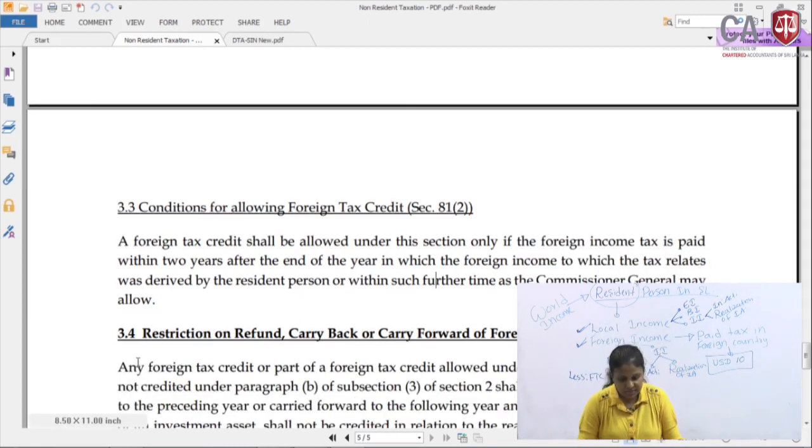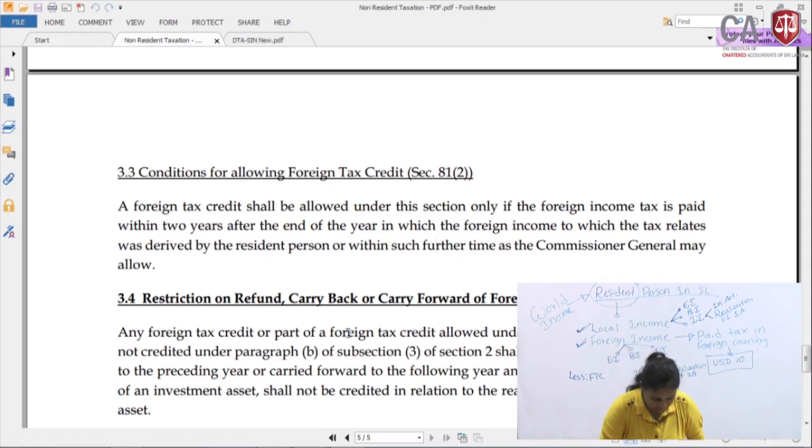Then, restriction on refund, carry back or carry forward of foreign tax credit. Even for refunds, in local sources, if there are overpayments of income tax, likewise there may be refunds available, but for the foreign tax credit, there may not be any refunds available. Any foreign tax credit or part of the foreign tax credit allowed under this section for a year that is not credited under paragraph B of subsection 3 of section 2 shall not be refunded.